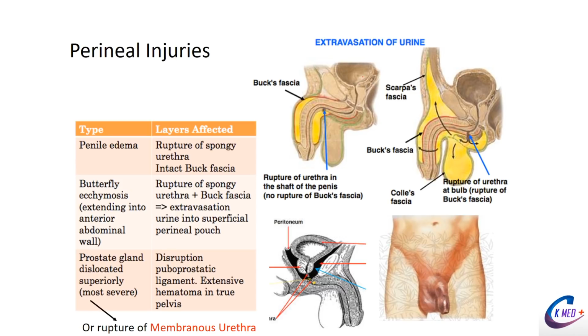So let's see right here. We have our bladder right here. We have our prostate right here, so the prostatic urethra. Then we have this small little space called your membranous urethra.